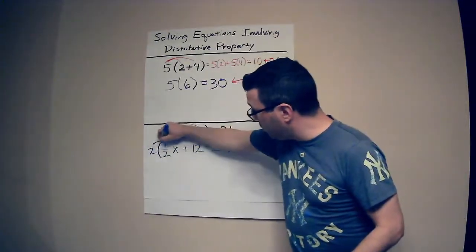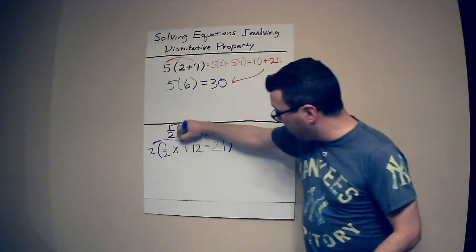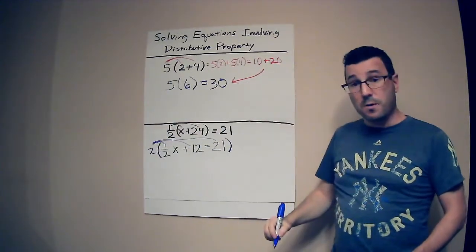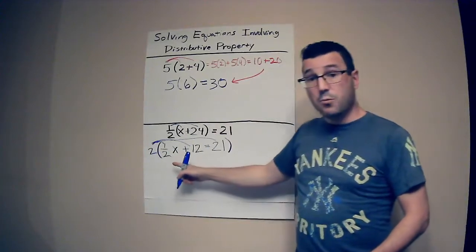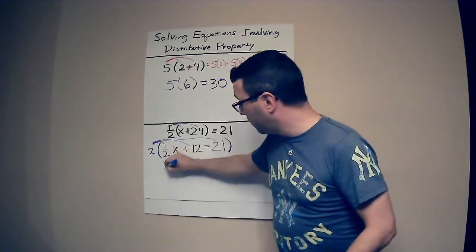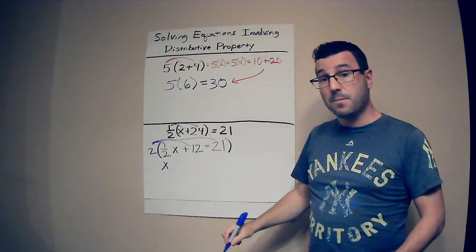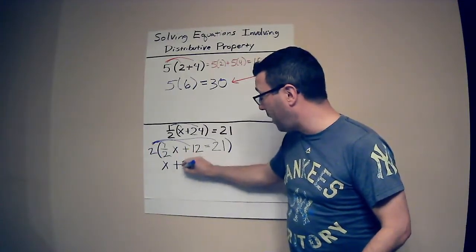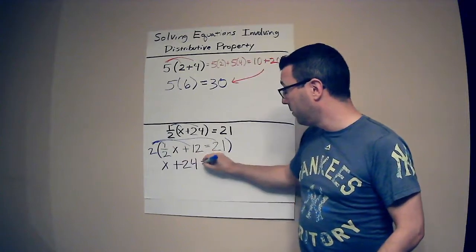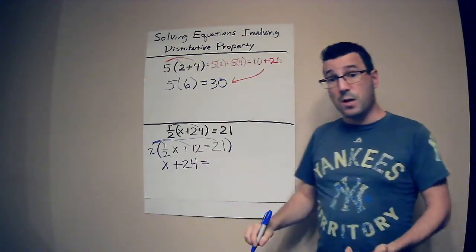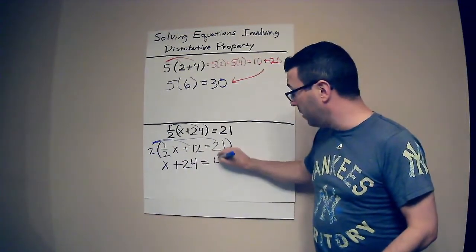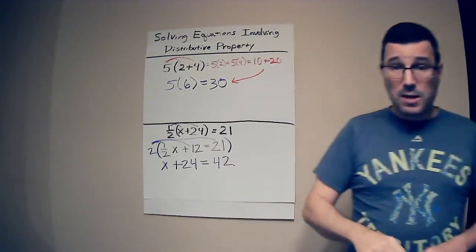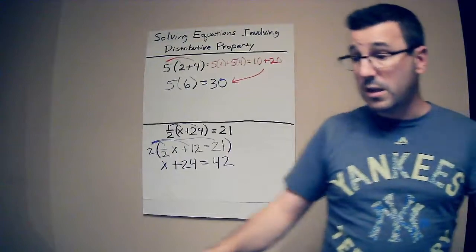So I'm going to do 2 times 1/2 x. I'm going to do 2 times 12. I'm going to do 2 times 21. Now 2 times 1/2 x just becomes x. 2 times positive 12 becomes a positive 24. And 2 times 21 is 42. Now, I've reduced everything to basically a one-step equation.